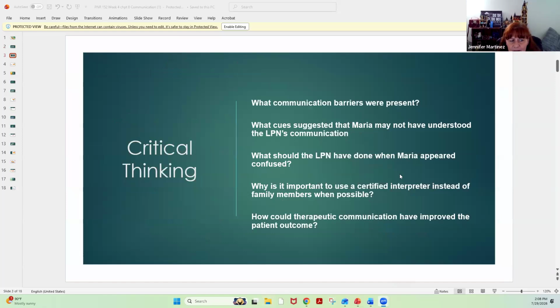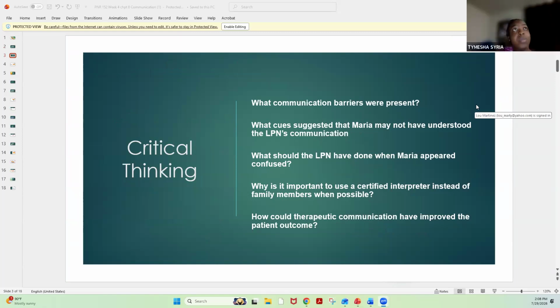So, why is it important to use that certified interpreter instead of family members when it's possible? Because the family members can switch the story around. That's a good one. They can switch the story around, right? What else? Family members can misinterpret the information. Good job. What else? And the interpreter will be neutral. Absolutely.